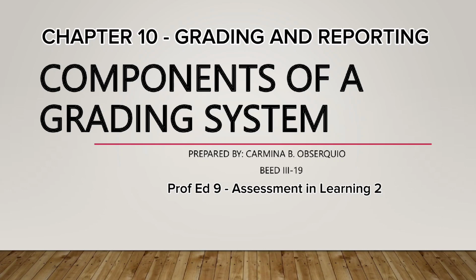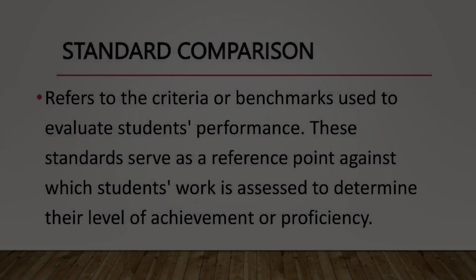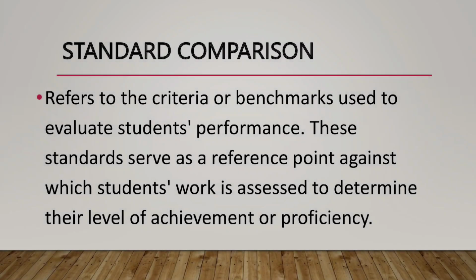So, according to Airasian and Russell 2008, they cited three components of a grading system. First is the standard of comparison, second is the aspect of performance, and the third one is weighting different kinds of evidence. So let's first discuss the standard of comparison. It refers to the criteria or benchmark used to evaluate students' performance.